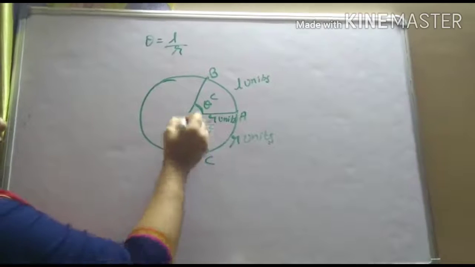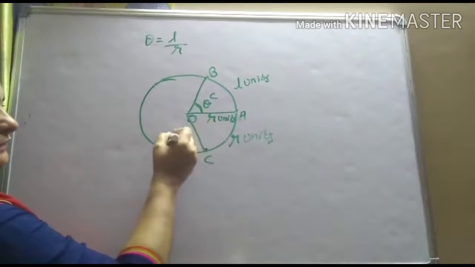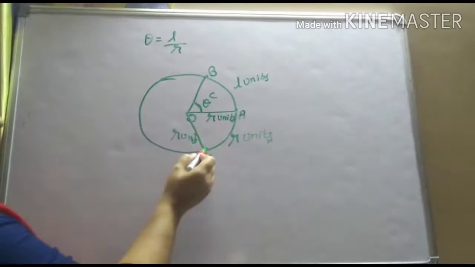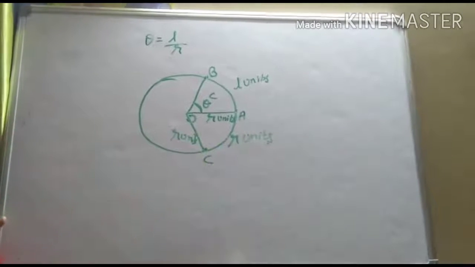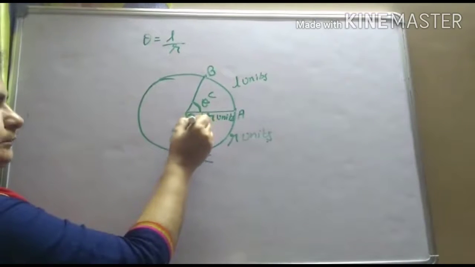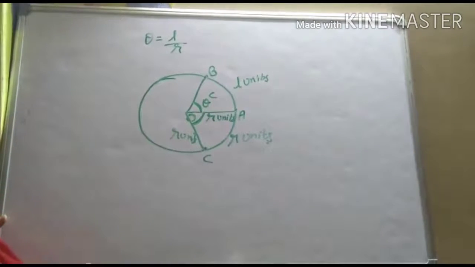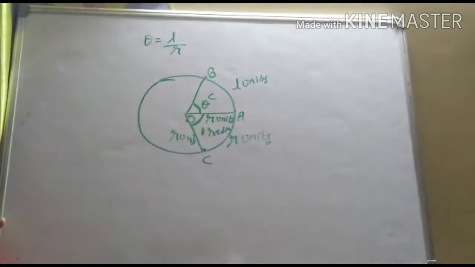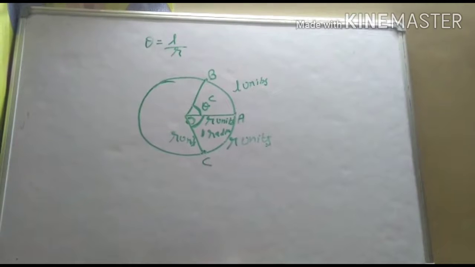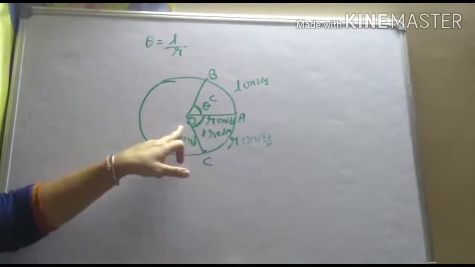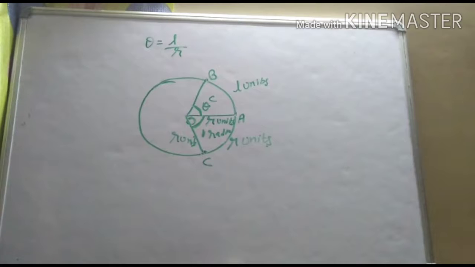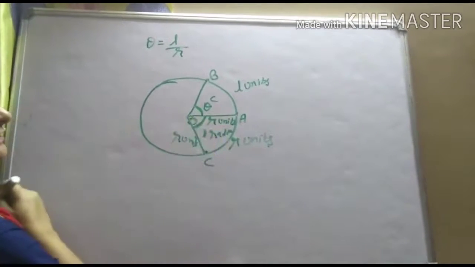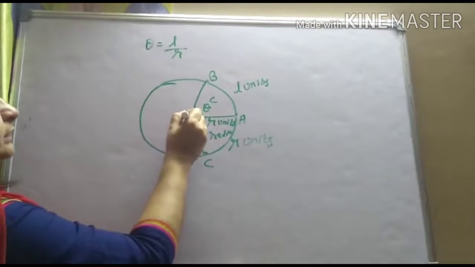So, OC is the radius of the circle, therefore R units, and CA is also R units. Therefore, by the definition of 1 radian, this angle should be 1 radian. Because if the length of an arc is equal to the radius of the circle, then the angle subtended by this arc at the center of the circle is always 1 radian.